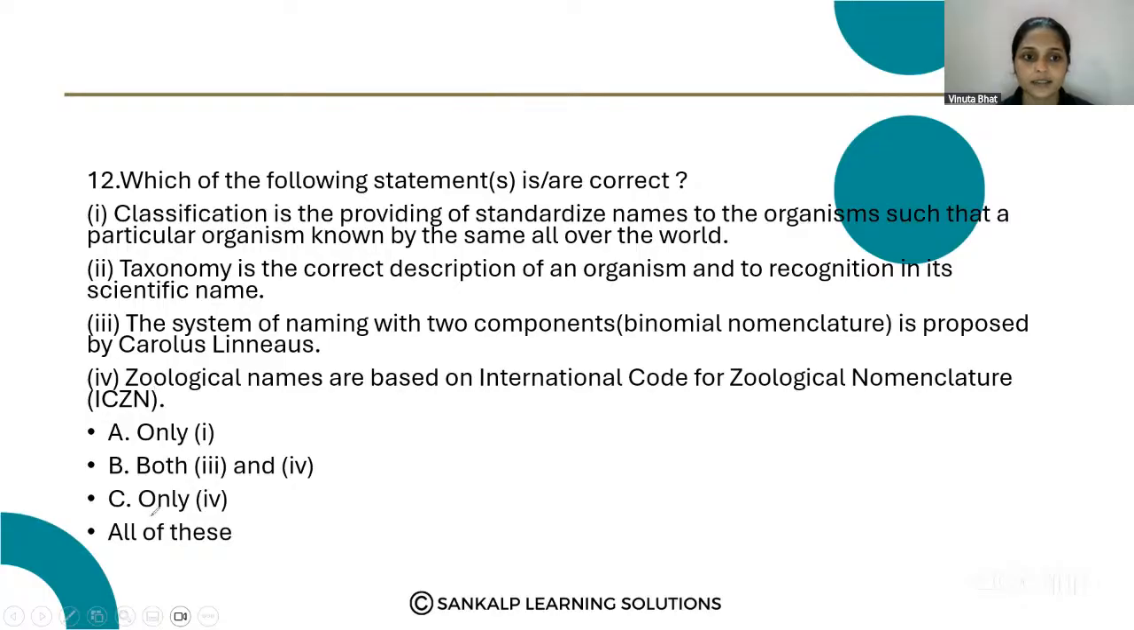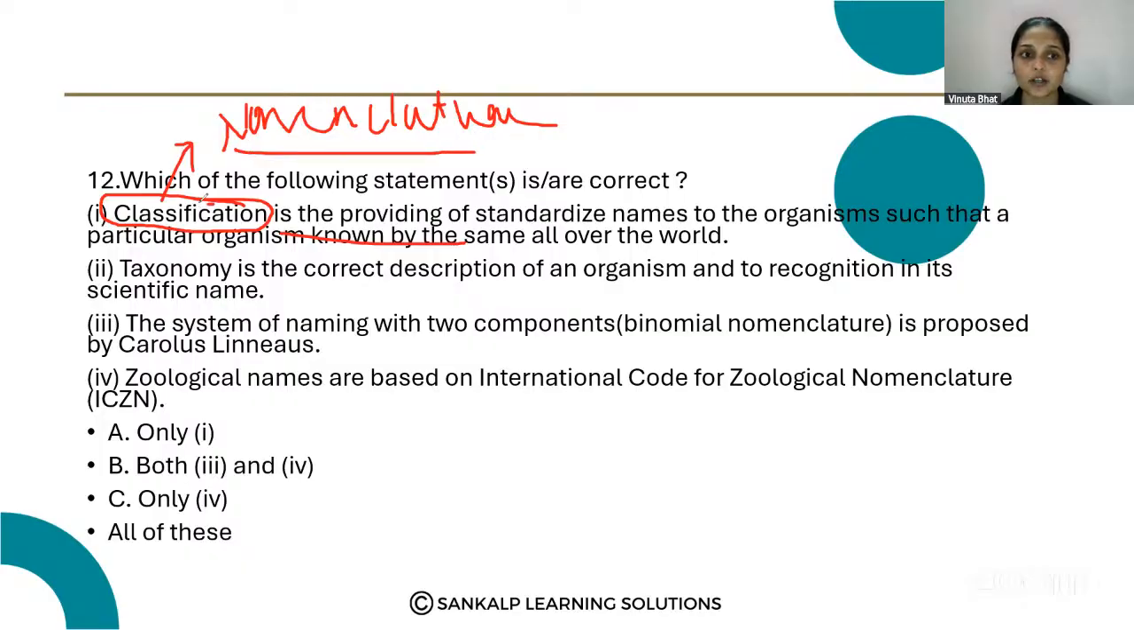Here, I think the option is wrong. Okay, so classification, sorry, this sentence, classification. It is not providing the name. Nomenclature is the providing of the standardized name, not the classification. Classification means classifying the organisms, not naming the organisms. And here the fourth sentence is correct and the third is also correct, right? But the first and second are wrong.